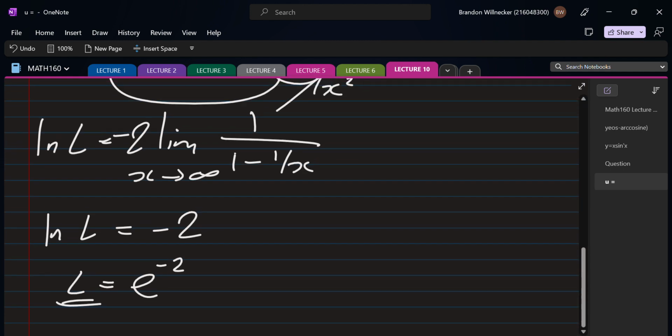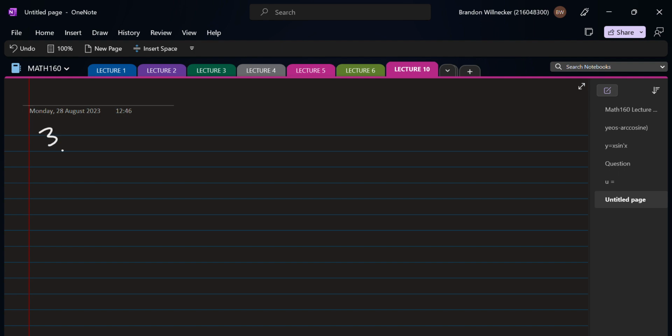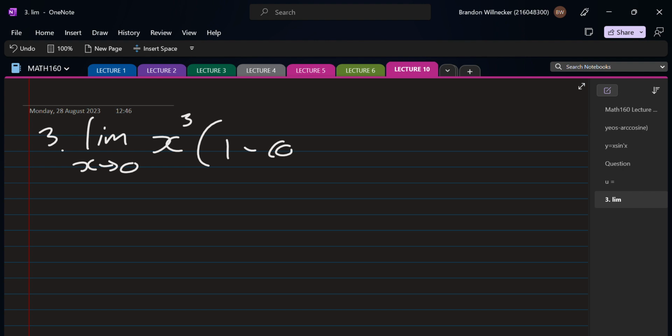Okay, last one for question 2. This was the limit as x goes to 0 of x cubed times 1 minus cos 1 over x. Okay, so we did something similar to this in class, and it was one of the tutorial questions. Okay, so let's just see what happens when x goes to 0. The x cubed, that's going to go to 0. Okay, so the first part is 0. What about the cosine? If x goes to 0, 1 over 0 goes to infinity.